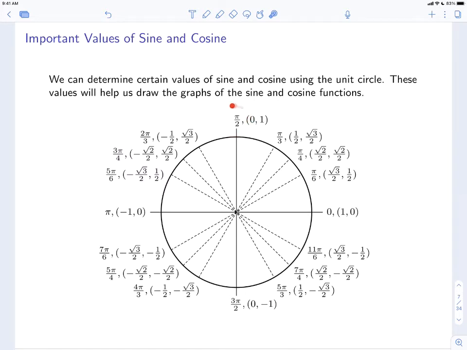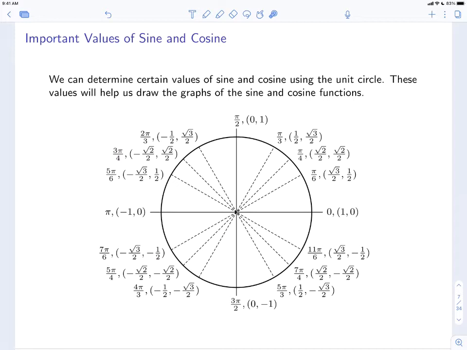Another important theta value is pi over 2, which is 90 degrees. In this case, we're now on the positive y-axis at the point 0, 1. So that tells us that cosine of pi over 2 is 0 and sine of pi over 2 is 1. Similarly, we can find the other two intersection points where we're intersecting with the x-axis or the y-axis.